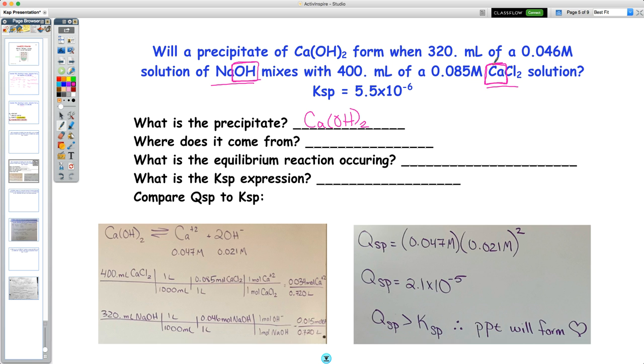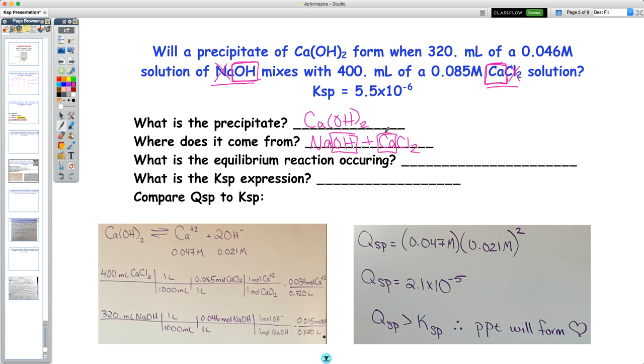So really what I'm saying is I don't care about the chlorine, not helpful. I don't care about the sodium. Those are all going to be spectators anyway. So they're going to come from NaOH, specifically the OH part, and calcium chloride, specifically the calcium part.